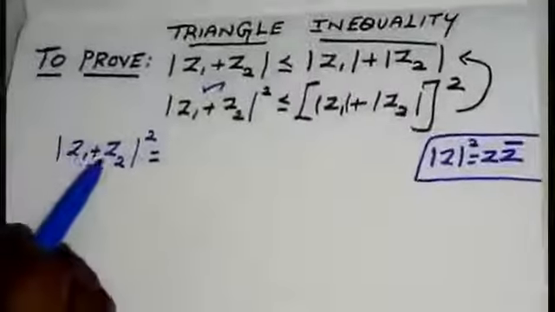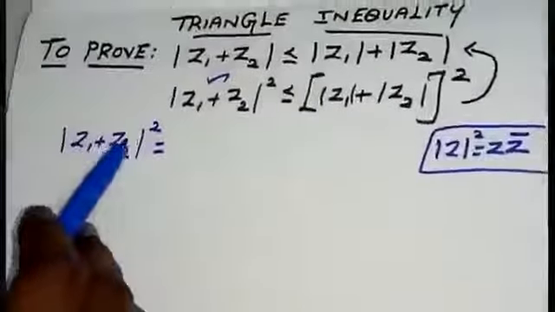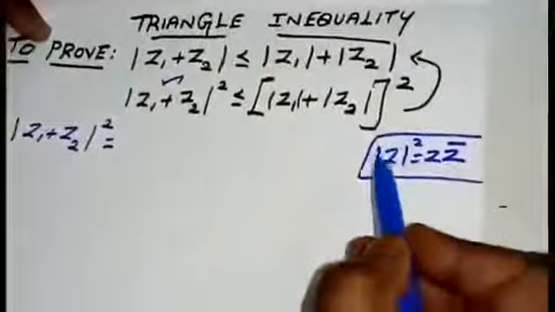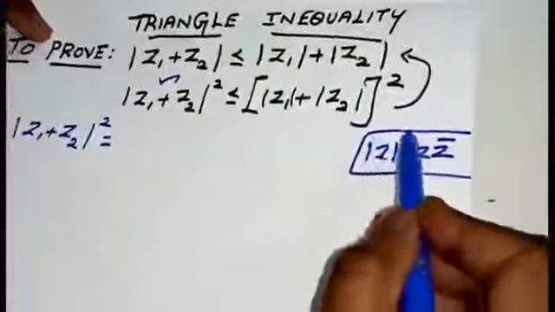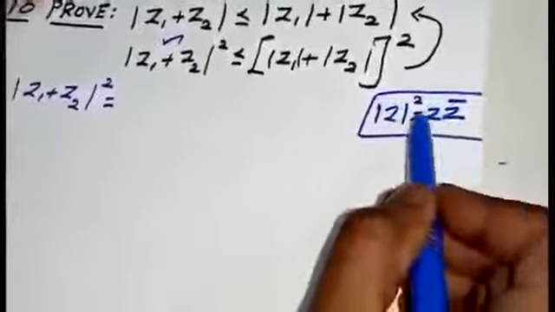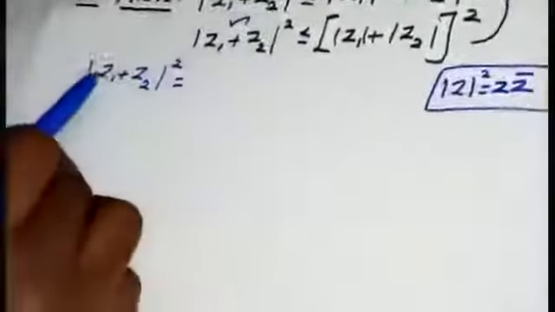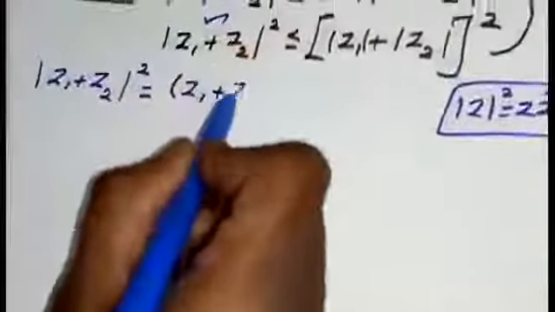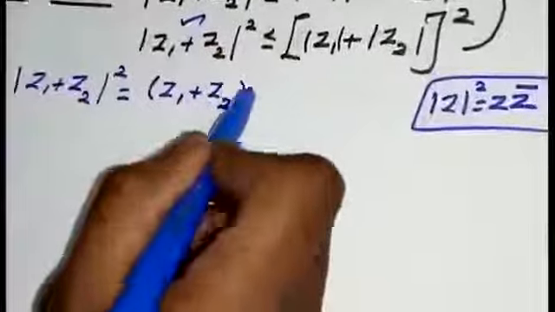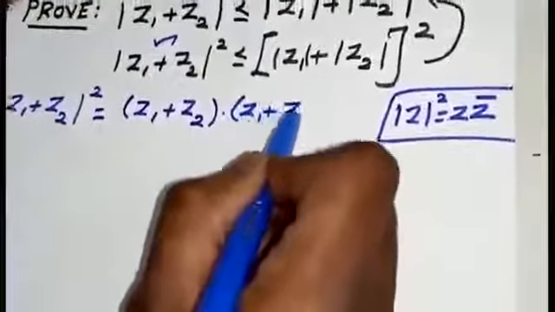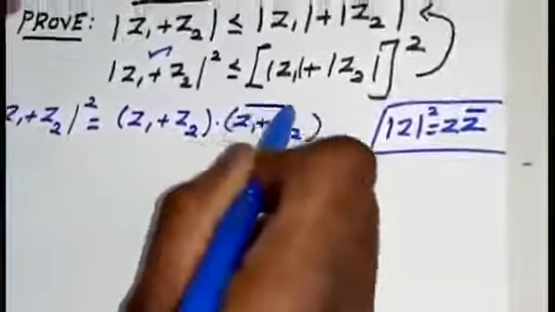Modulus of Z1 plus Z2 the whole square can be written like this. That is, I'm going to use this property, students. That is, modulus of Z square is equal to Z into Z bar. In place of Z, what I'm having? Z1 plus Z2. So I'm going to write like this: Z1 plus Z2 into Z1 plus Z2 the whole bar.